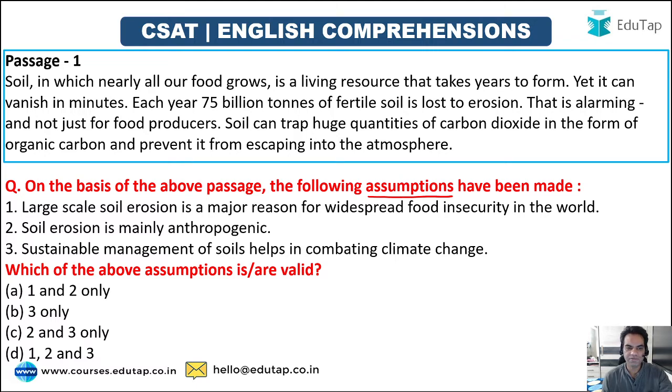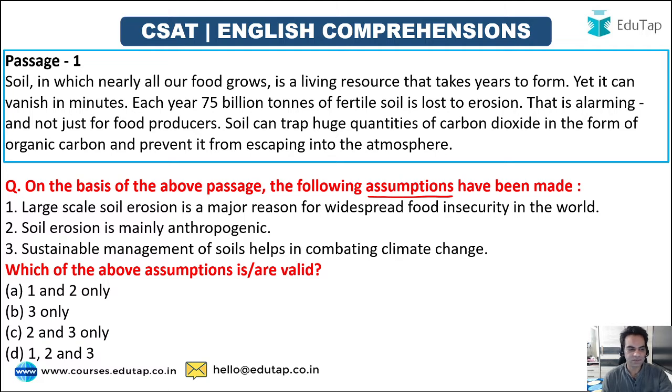Soil in which nearly all our food grows is a living resource that takes years to form. That is true. Yet it can vanish in minutes. Absolutely true. Each year 75 billion tons of fertile soil is lost to erosion. 75 billion tons. Now that is alarming, and not just for food producers. Soil can trap huge quantities of carbon dioxide in the form of organic carbon and prevent it from escaping into the atmosphere. So basically what he wants to convey is soil is a very important component and we should focus on it because it is eroded every year in a huge quantity, and this is alarming not just for food producers but also for the environmentalists, because it can hold a lot of carbon dioxide, and without soil we would have a lot of carbon dioxide in the atmosphere that would affect our atmosphere, right?